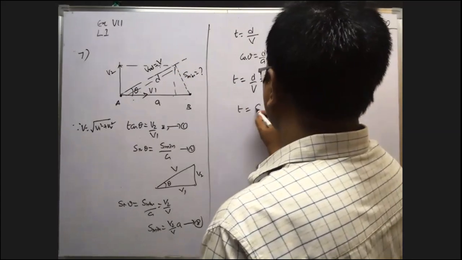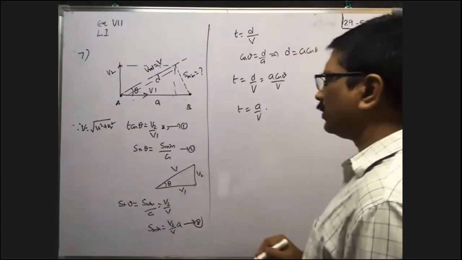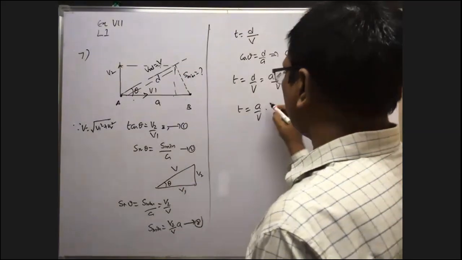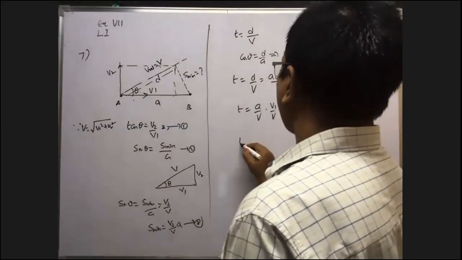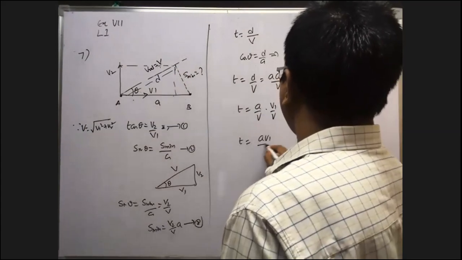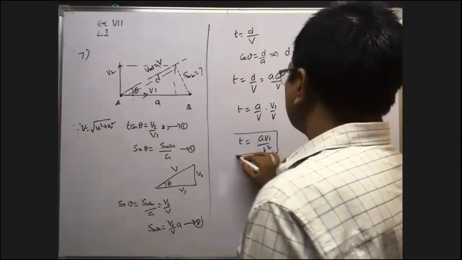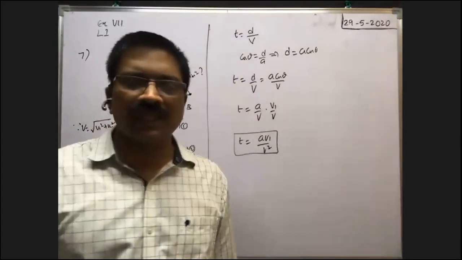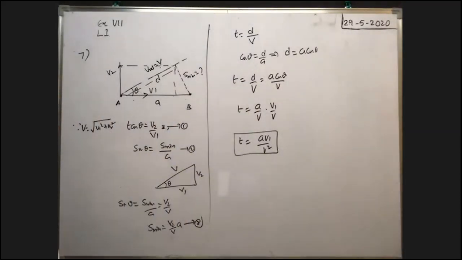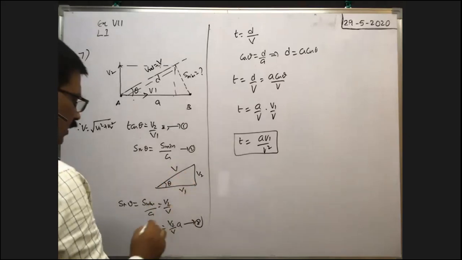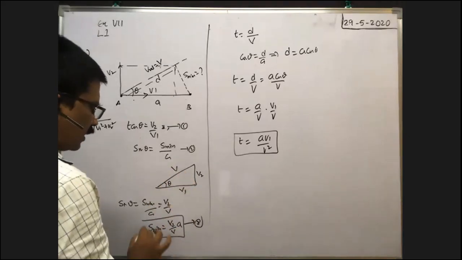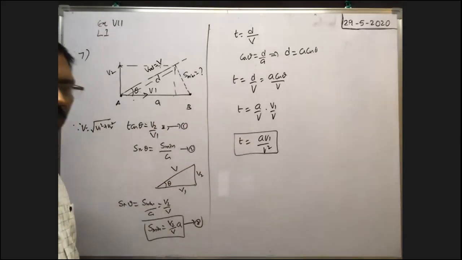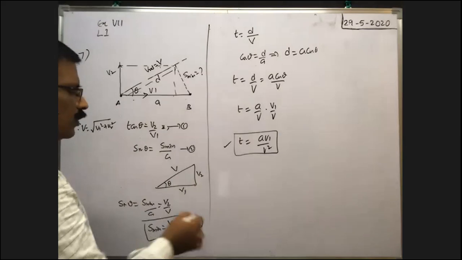Or t is equal to a by v into, from this diagram, what about cos theta? Cos theta is equal to v1 by v. Therefore, time t is equal to a v1 by v square. It is the time taken to have the closest approach between the particles. This is the formula for minimum distance, and this is the time taken to have that minimum distance between the two. Very, very important. Of course, they asked this only, not the other one.